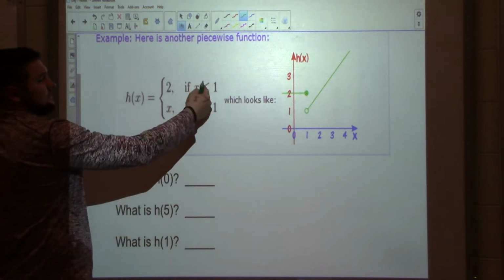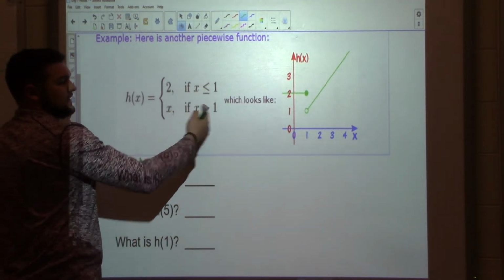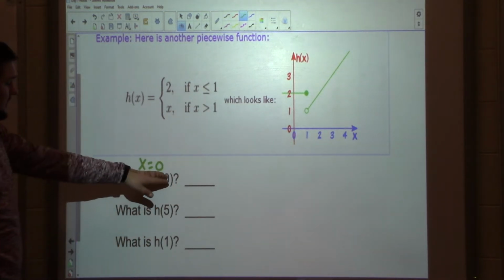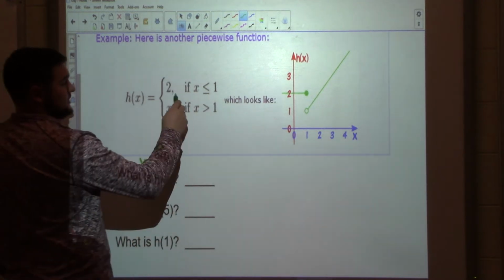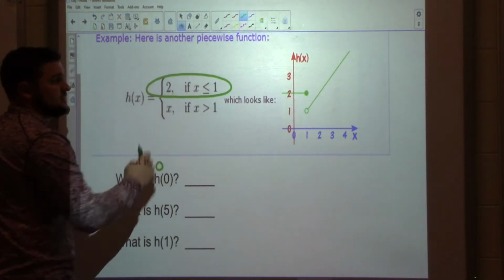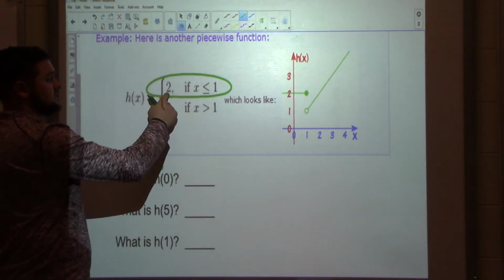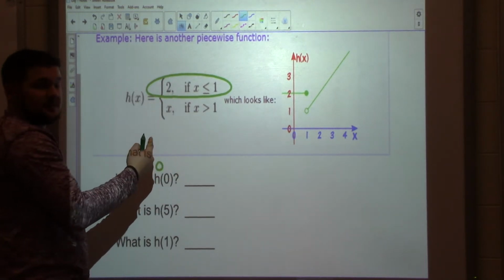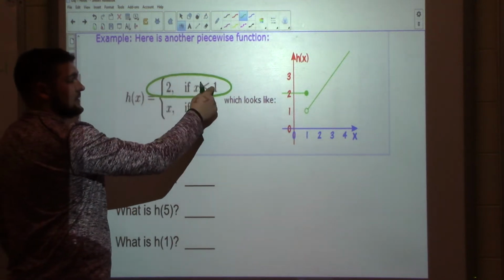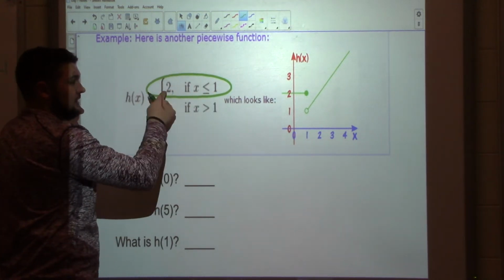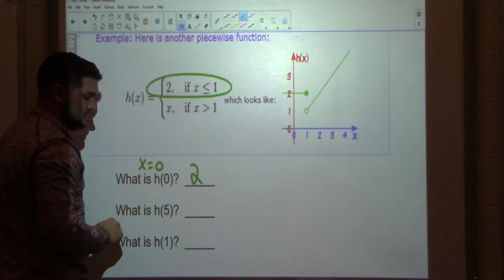Well, we're talking about if x is less than or equal to 1, or if x is greater than 1. Well, 0 is less than or equal to 1. So I'm going to use that top part of my piecewise. So I'm going to plug 0 in for x, except there's no x. Because there's no x, anything where x is less than or equal to 1 is going to equal 2.